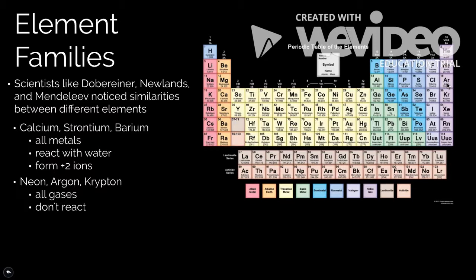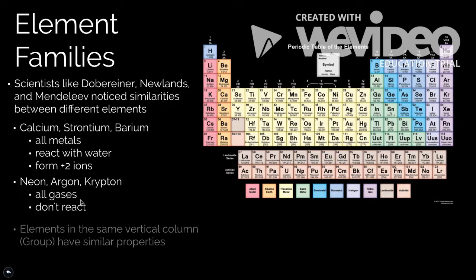And this isn't by coincidence. The periodic table was set up on purpose to show these similarities. And so when that happens, we have all these elements that are found in the same vertical column. They share a lot of properties. And so for that reason, we call them element families because they are very similar to each other.